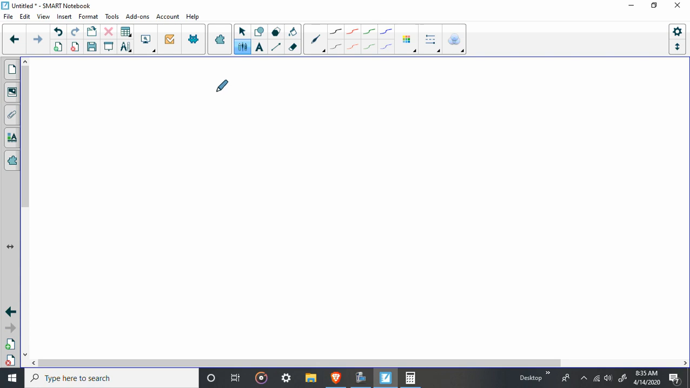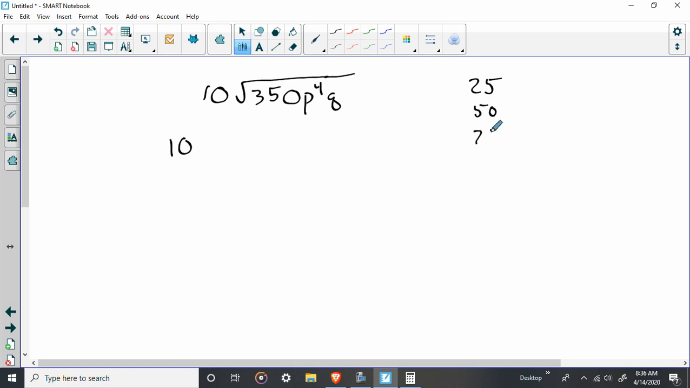If you had, all right, I'll give you guys a big one. 10 times the square root of 350, don't freak out, p to the fourth q. 350, what's the perfect square that goes into 350? When it's a big number like this, again, it ends in 50, right? You should know it's 25. 25, 50, 75, 100, 125, 150, 175, 200. So if it ends in double zeros, 25, 50, or 75, it's divisible by 25.